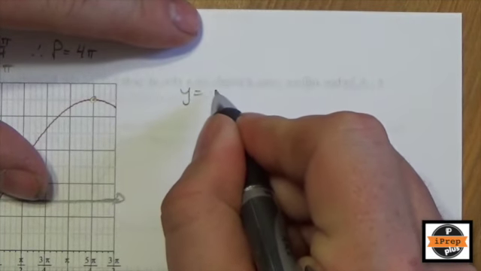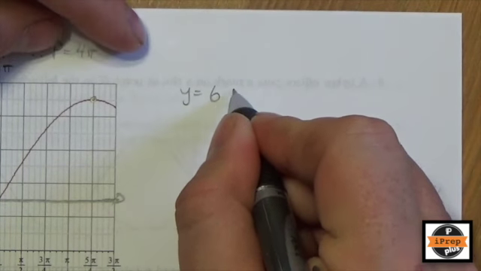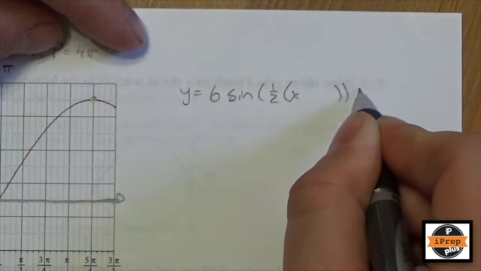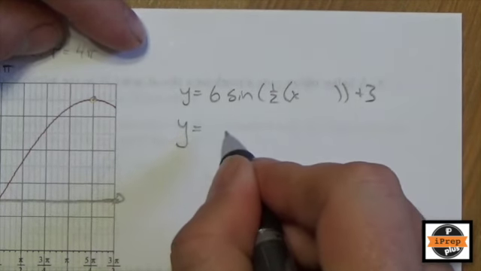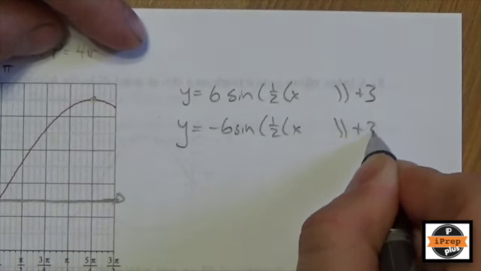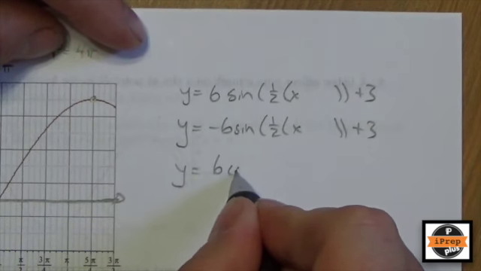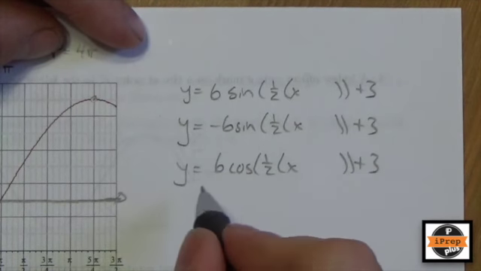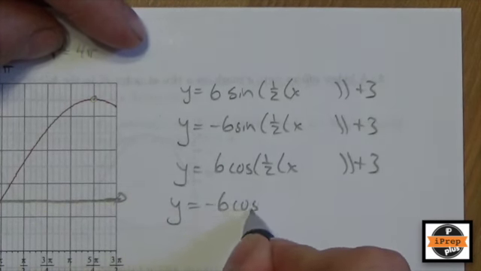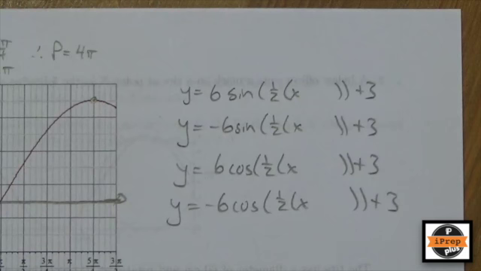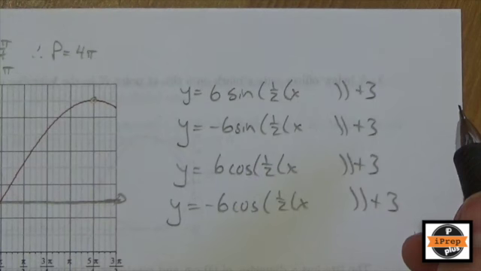We know y is going to equal, what was the amplitude here? 6 sine of 1/2 x. I don't know what the phase shift is. This is going to be +3. Or -6 sine of 1/2 x, don't know what the phase shift is, +3. Y equals 6 cosine of 1/2 x, don't know what the phase shift is, +3. Y equals -6 cosine 1/2 x, don't know what the phase shift is, +3. So right away I can write all of that out, because I know 3/4 of every equation here.